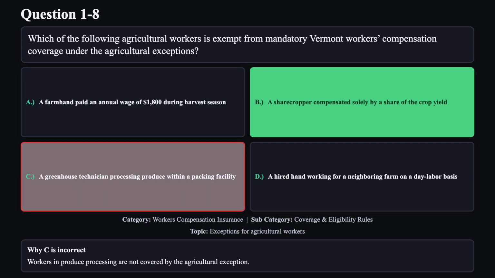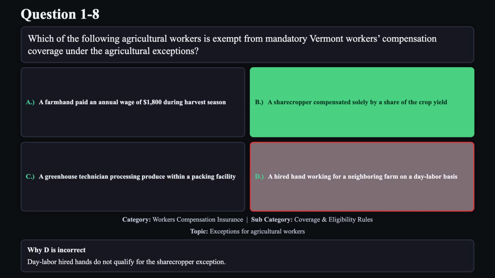Reason C is not correct. Workers in produce processing are not covered by the agricultural exception. Reason D is not correct. Day labor hired hands do not qualify for the sharecropper exception.